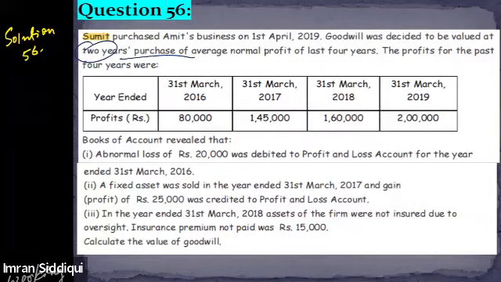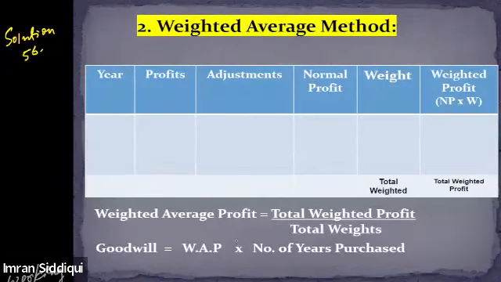In fact, we will be starting our new concept. Now, see. Until now, from the last two sessions, we were discussing the valuation of goodwill by the average profit method, right? But if you recall, we have three other methods as well. So we did a few questions based on the average profit method. Now we will talk about the weighted average profit method, a new method of the valuation of goodwill.